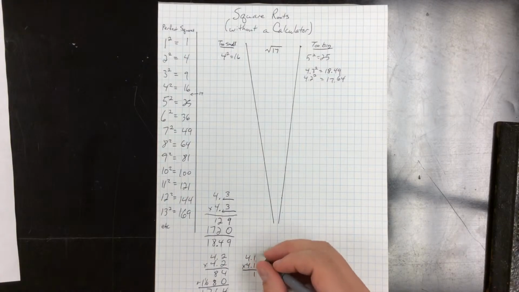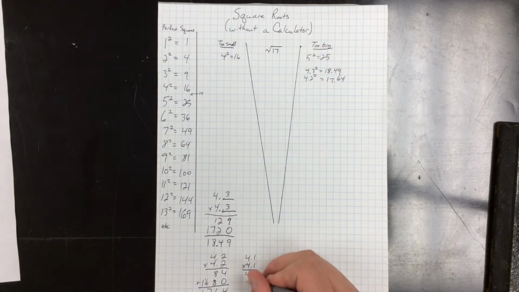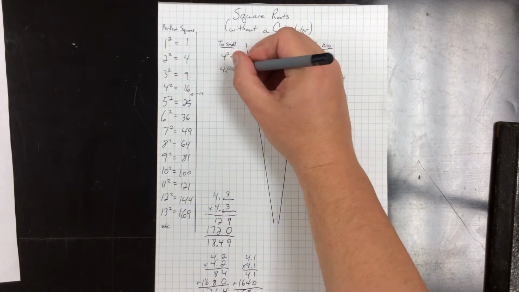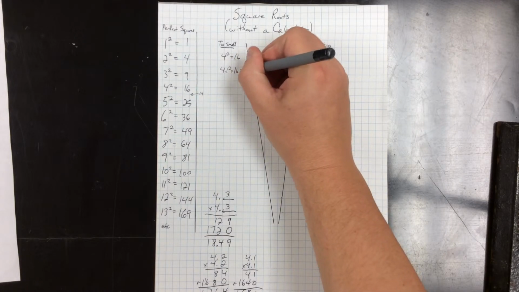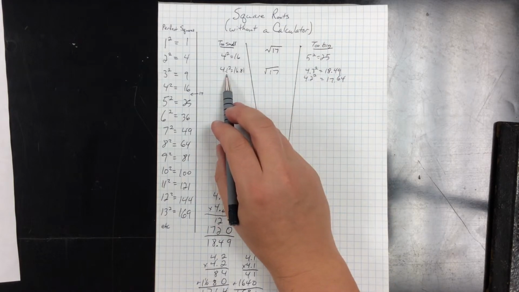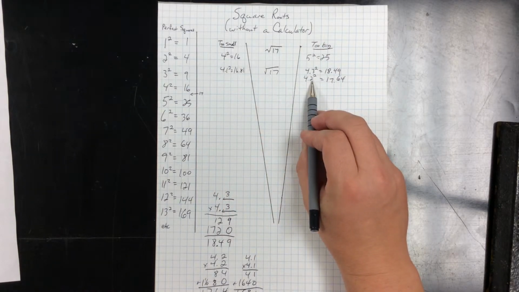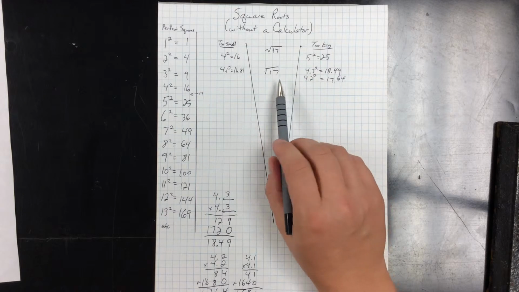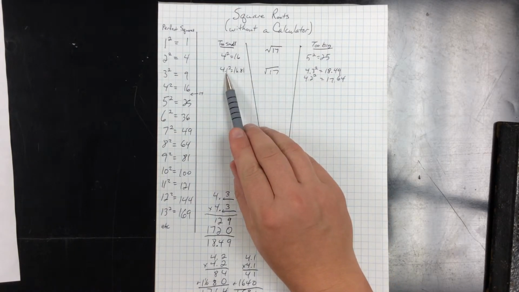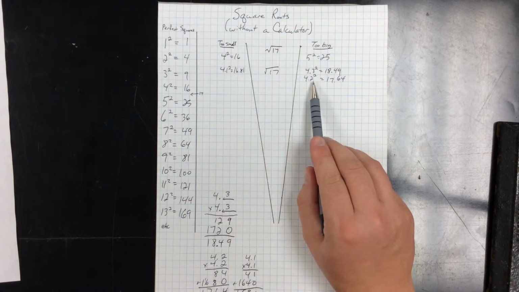1 times 1 is 1, 1 times 4 is 4, 4 times 1 is 4, and 4 times 4 is 16. Add them up. I get 16 and 81 hundredths. So 4 decimal 1 to the power of 2, or 16 decimal 81. The square root of 17 falls between those. I've got one that's too small and one that's just slightly too big. So my estimate's getting pretty close now. Now I know the square root of 17 is between 4 decimal 1 and 4 decimal 2.